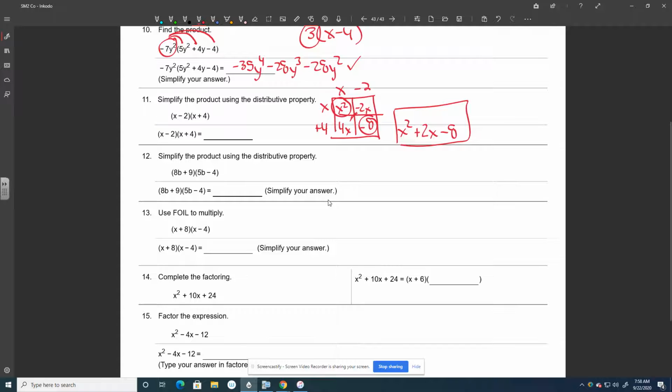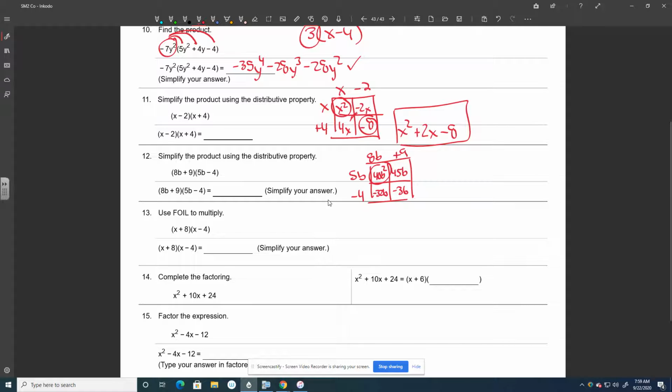Okay, number 12, same idea. It's another box problem. We've got numbers on two parentheses that we're multiplying together. So I put the 8b plus 9 on the top and the 5b minus 4 down the side. 5b times 8b is 40b squared. 5b times 9 is 45b. 8b times negative 4 is negative 32b. And 9 times negative 4 is negative 36.